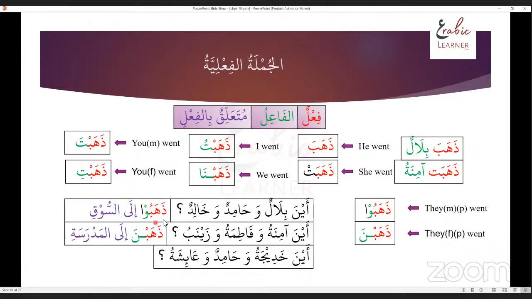Here zahabu is the fi'l. The waw indicates whom, it is indicating "they." Here zahab is again the fi'l. Na indicates hunna. Now I want the answer for the third.